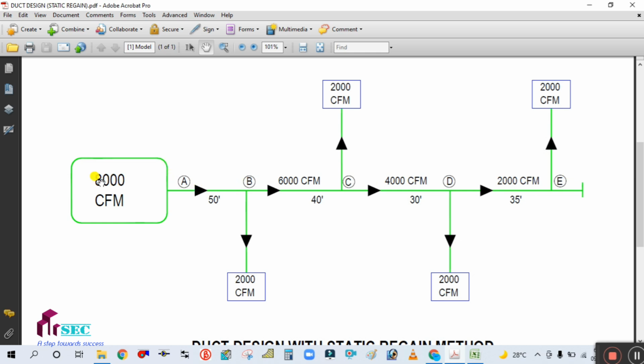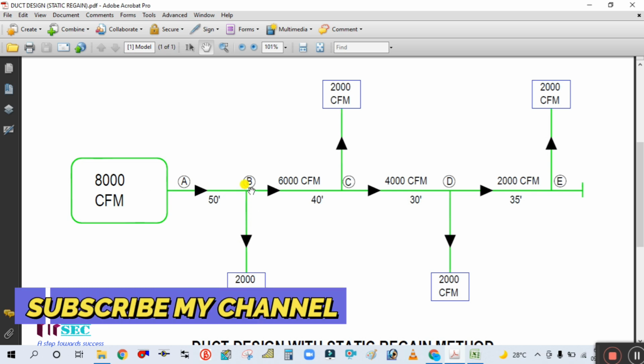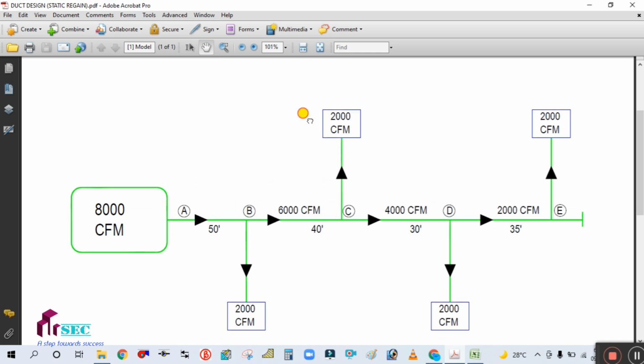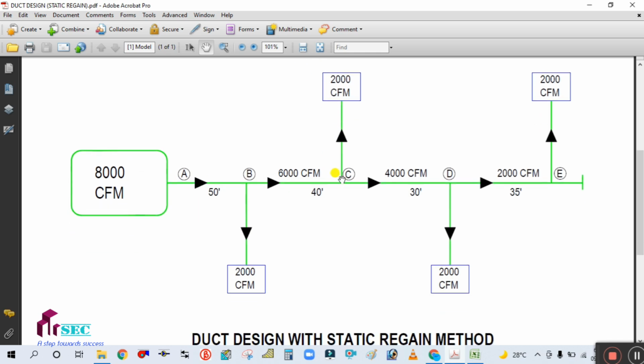Your 8000 CFM is flowing through this machine and discharges 2000 CFM to this diffuser. Then 6000 is moving on and again discharges 2000 CFM to this side. The remaining 4000 CFM moves through this main duct and passes 2000 CFM through this branch, and the remaining 2000 CFM goes to this diffuser. And this 50 feet, 40 feet, 30 feet, 35 feet is nothing but the length of the main duct.